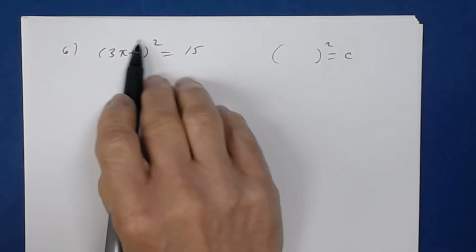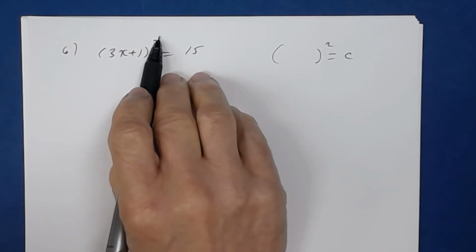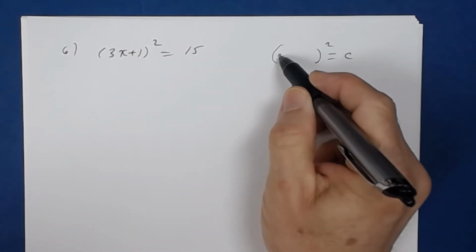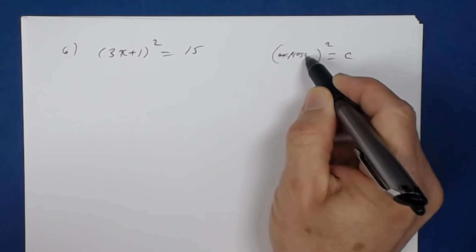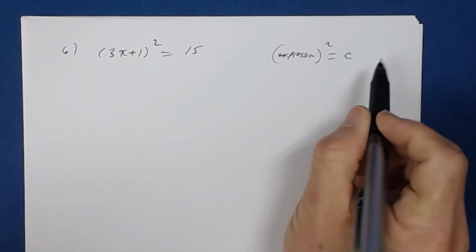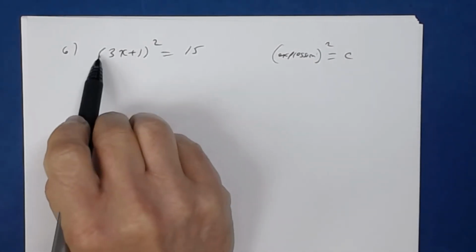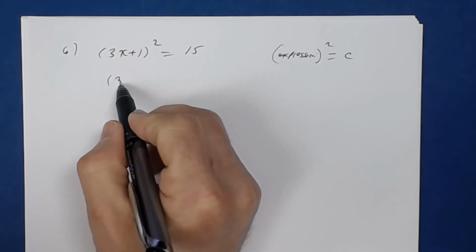I have something. My expression is 3x plus 1. It's being squared. So we have some expression in here. Some expression squared equal a constant. All right, which I do. All right, so I'm going to go ahead and rewrite this over.